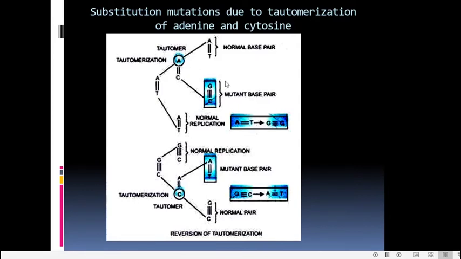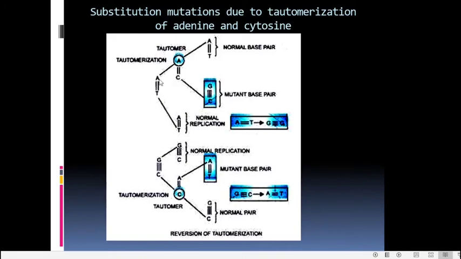During replication, when the new strand is being synthesized, a nucleotide will be incorporated, but that will be C instead of T. What is the reason? Because A is in the tautomeric form. So here a forbidden base pairing has occurred.